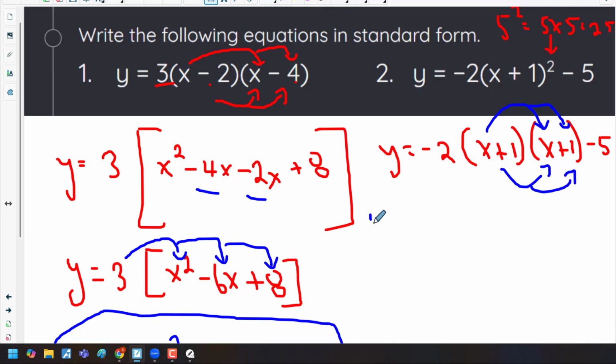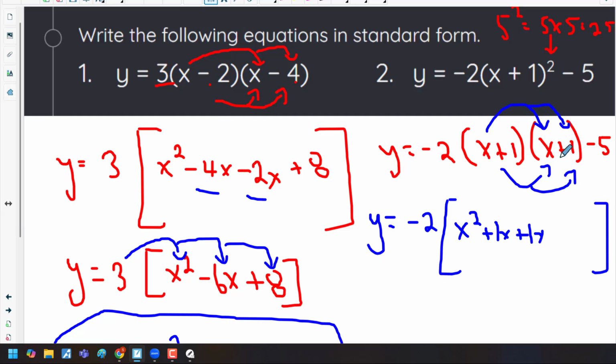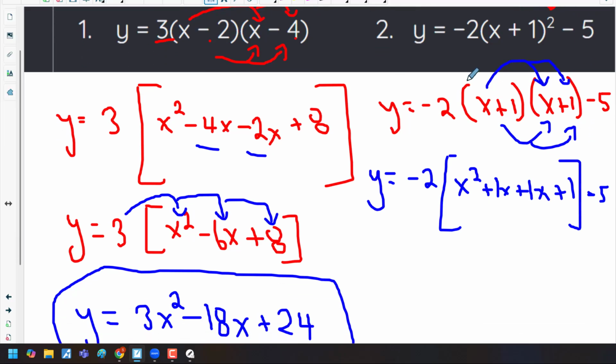So I'm going to get rid of these brackets, but I'm going to add my own bracket because this -2 is still here. And x times x is x squared. X times 1 is 1x. And then 1 times x is also 1x. And 1 times 1 is 1. And this -5 here, it's not part of the multiplication. So it's going to be outside this big giant bracket here. This -5 is all the way to the outside and to the right. So you're not going to deal with it until the very end. So first you deal with 2 brackets.